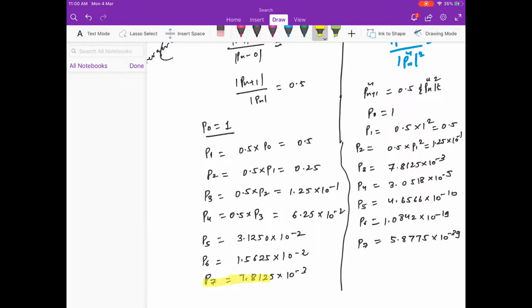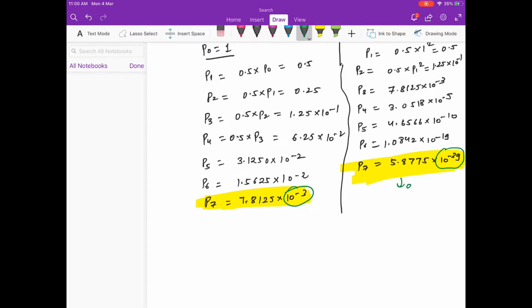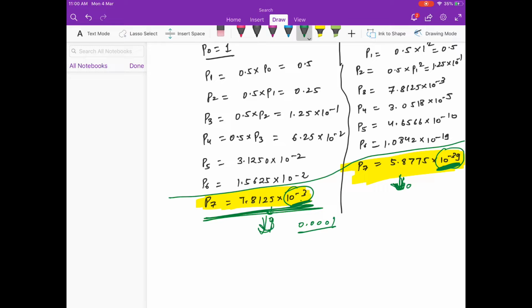Now you see the difference here. If your sequence is converging linearly, P7 is 10 to the power minus 3, and if your sequence is converging quadratically, your P7 is 10 to the power minus 39. Both are converging to 0. So at the 7th iteration, if the sequence is quadratically convergent, you are very close to 0, almost 39 digits. And if the sequence is linearly convergent, you are very far away from 0. You have only 0.0001, something like that.